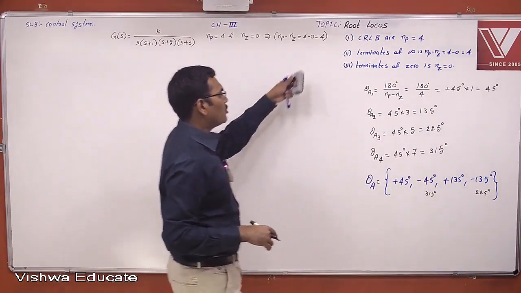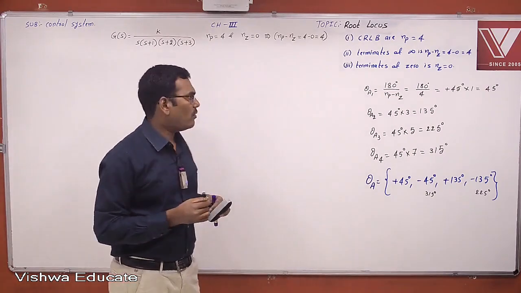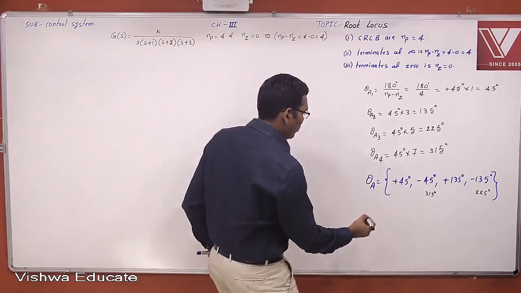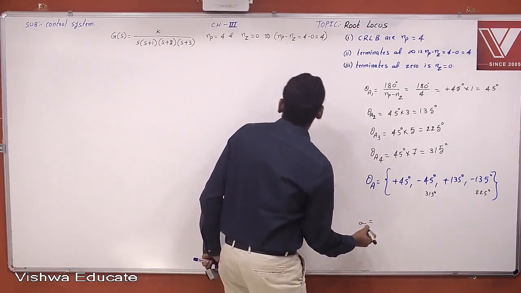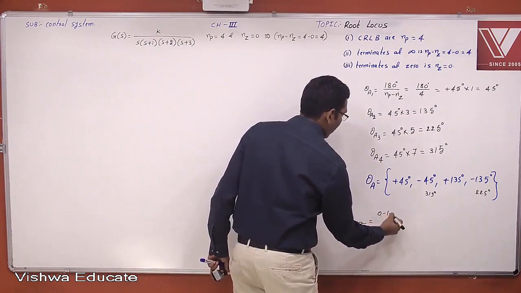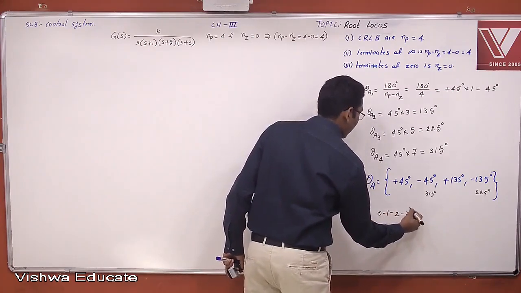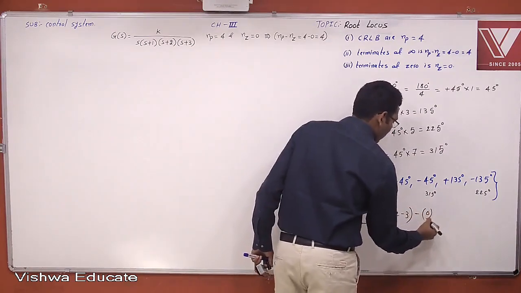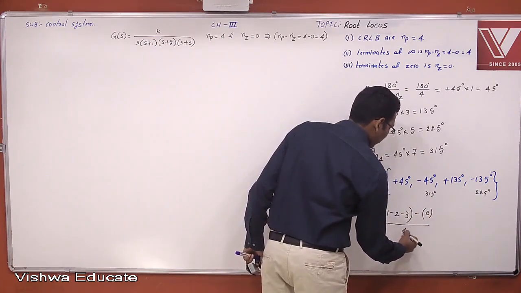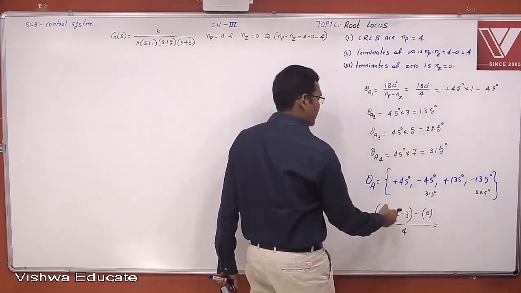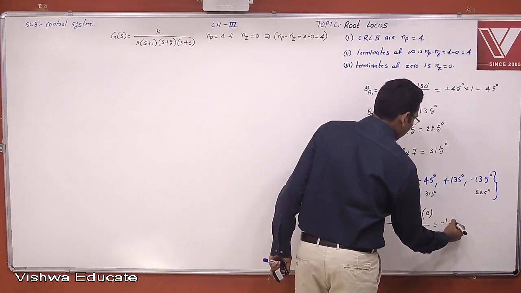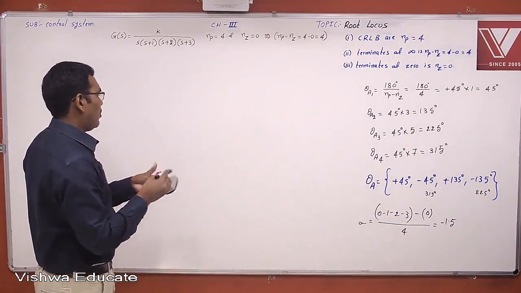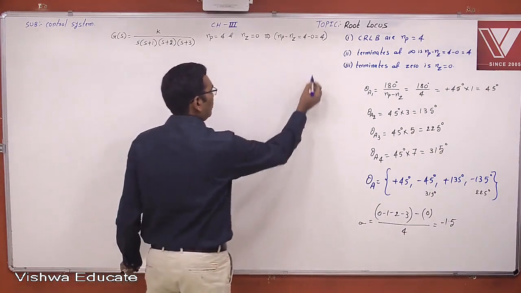Once the angles of asymptotes are completed, next is the centroid, sigma. The centroid is the sum of the real parts of poles minus the sum of the real parts of zeros, divided by Np minus Nz. That is 0 minus 1 minus 2 minus 3, minus 0, by 4. Therefore, minus 6 by 4, which is minus 3 by 2, minus 1.5, is the centroid. Then we'll start the same normal procedure.